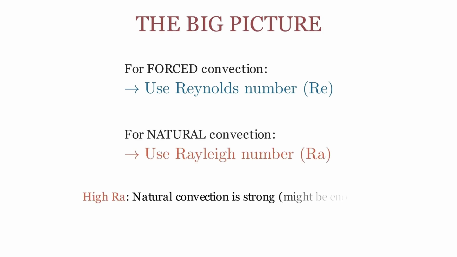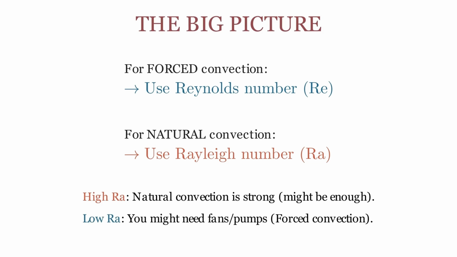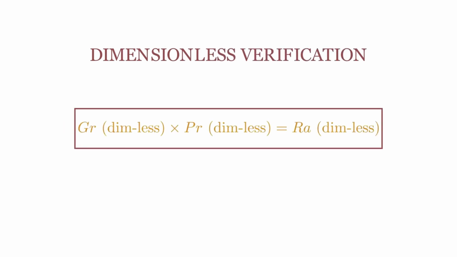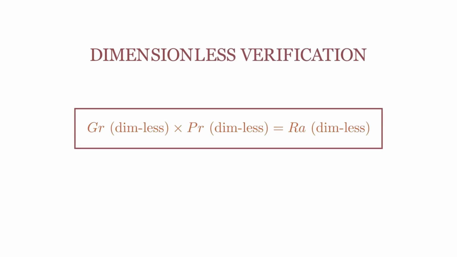When Ra is very high, natural convection is strong and might be all you need. When Ra is low, you might need forced convection, fans or pumps. Dimensionless verification: Grashof dimensionless times Prandtl dimensionless equals Ra dimensionless.